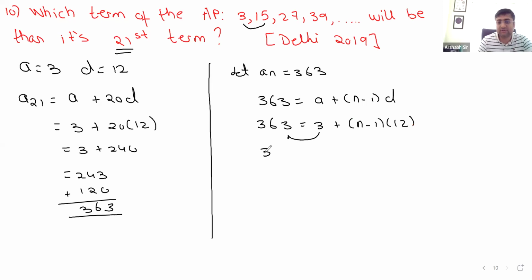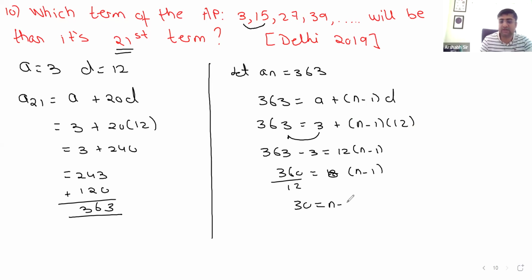Take the 3 here. So 363 minus 3 is 12 times n minus 1. So 360 is 12 into n minus 1. Bring the 12 here, 30. So 30 is n minus 1. So n is 31. So the answer is 31st term.